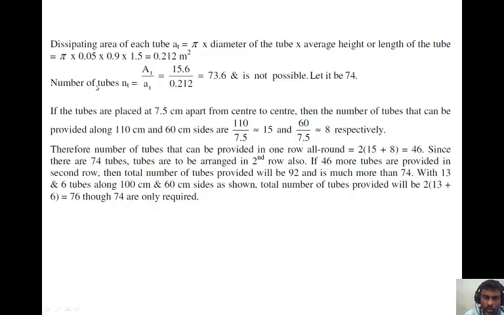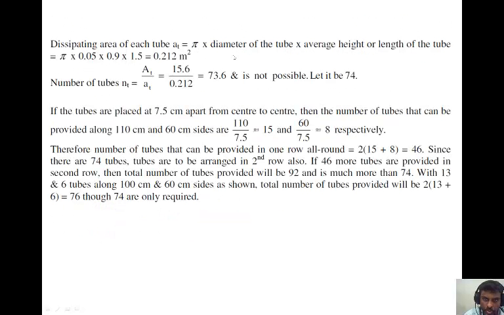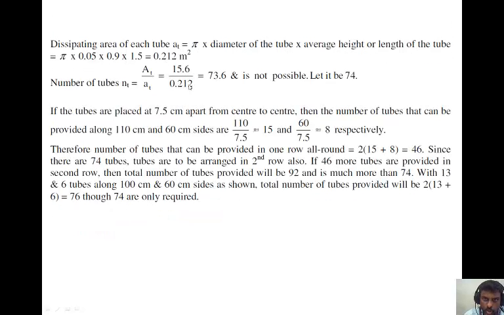So now, based on this dissipating area of each tube and the area of all tubes, if you divide the area of all tubes by the dissipating area of each tube, then you get the total number of tubes. So that is 15.6 meter square divided by 0.212 meter square, which gives 73.6. It is not possible to have a fraction, so we need an integer. Either you choose 73 tubes or 74 tubes. Here I choose 74.